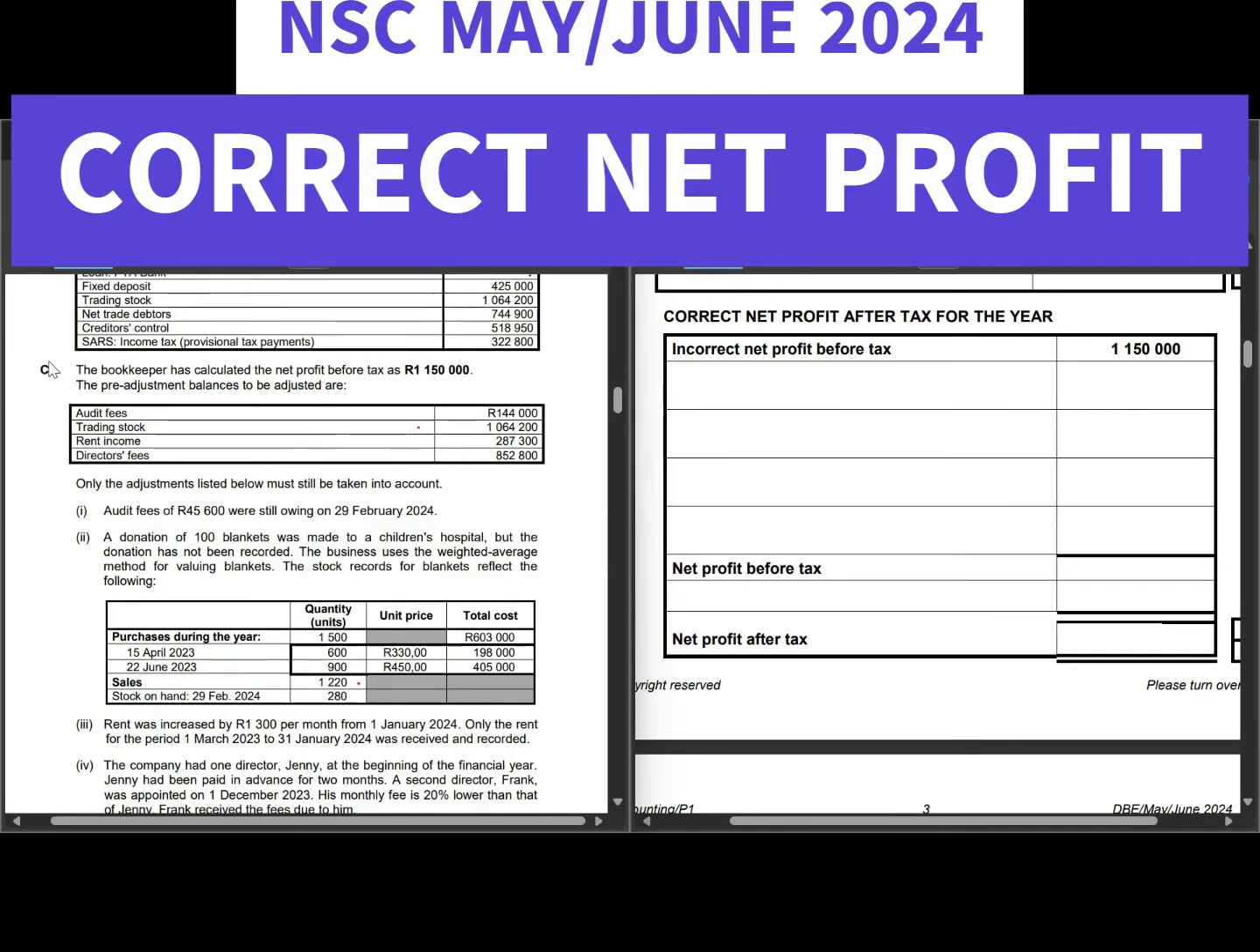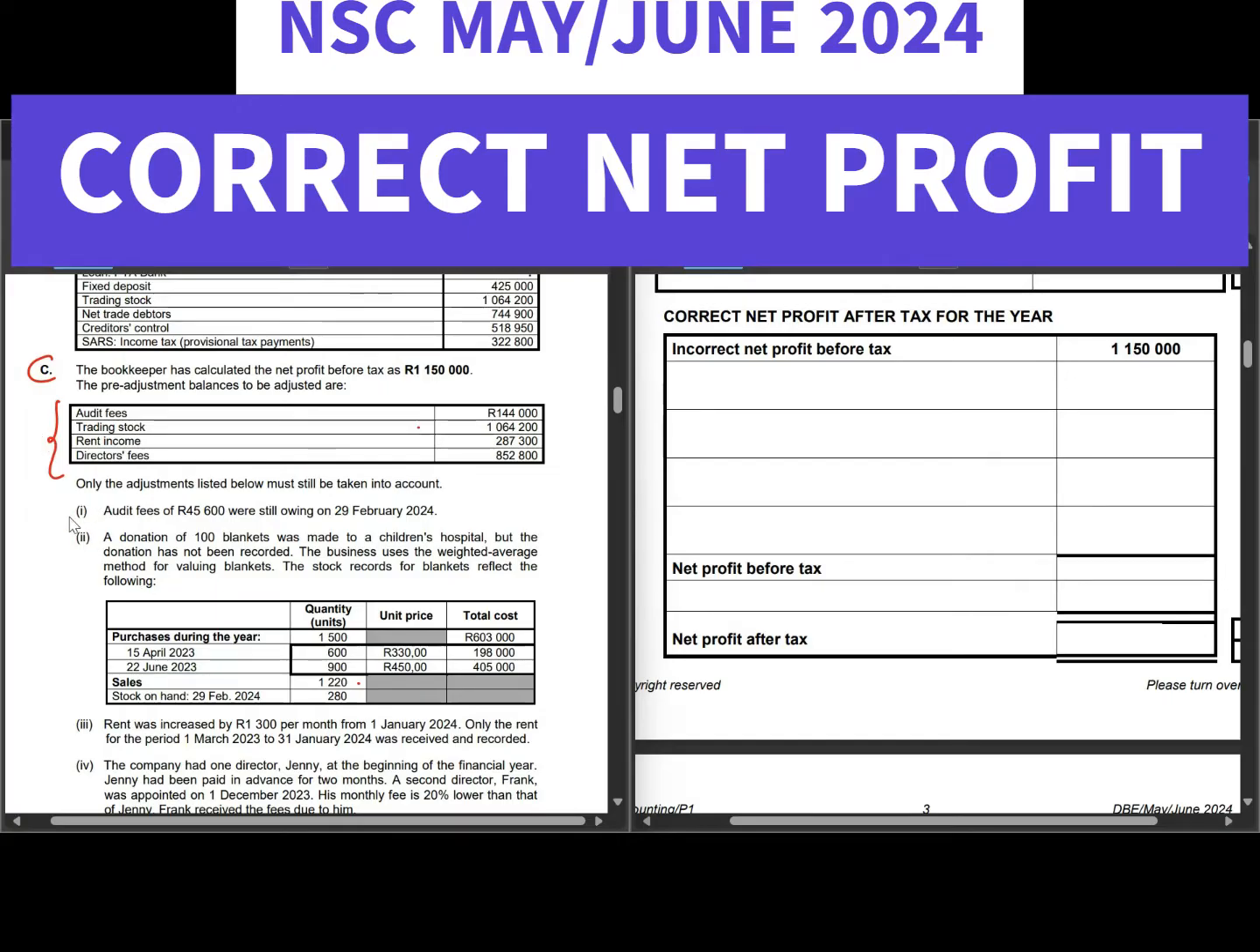So I'm going to only look at information C, and the information reads: the bookkeeper has calculated the net profit before tax as 1,150,000. And then it says the pre-adjustment balances to be adjusted are, and we're given this information here. Only the adjustments listed below must still be taken into account. So we're going to start taking that information into account.